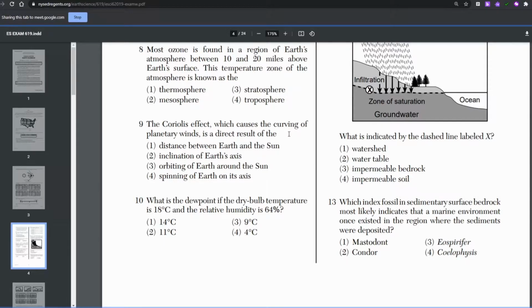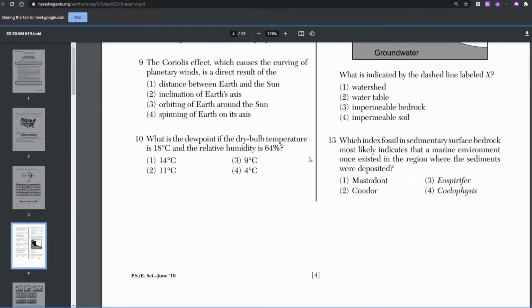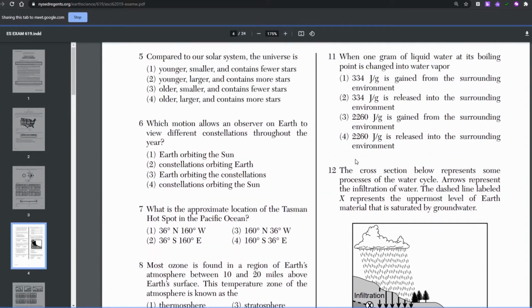You ever wonder why a hurricane turns? It's because of the Coriolis effect. So the answer would be 4, the spinning of Earth on its axis. Okay, I'm going to skip number 10 just because we didn't learn it in class yet.